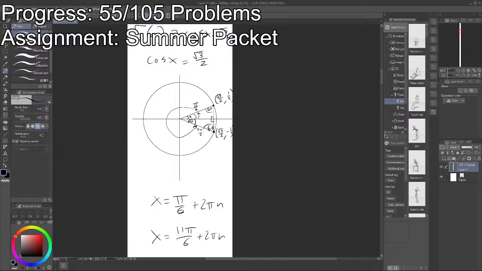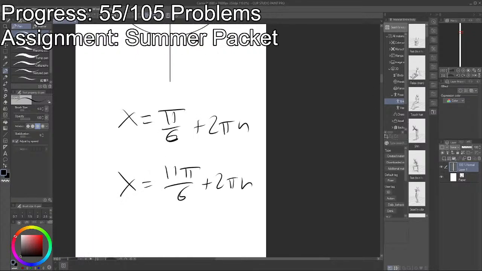Cos pi over 6. So it should give me, well, I'll have to find square root of 3 over 2 first. I have no idea what it is. Yep, same thing. Easy, dude. So easy. I'll find the same for 11 pi over 6. Easy. Alright.